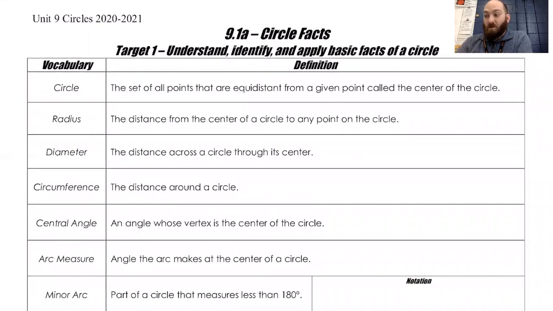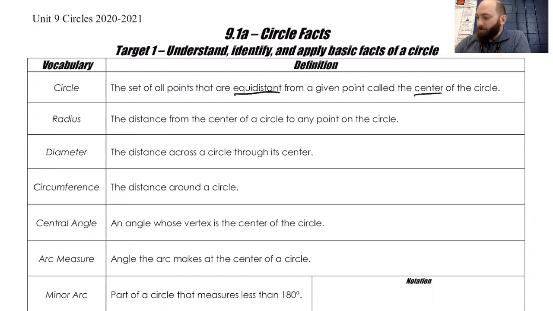First thing is, what is a circle? I'm sure ever since you were younger, you would be able to identify what a circle is. Probably I don't have any issues with that. But we're going to look at an actual geometric definition then. So a circle is the set of all points that are equidistant from a given point called the center of the circle. So that looks like this.